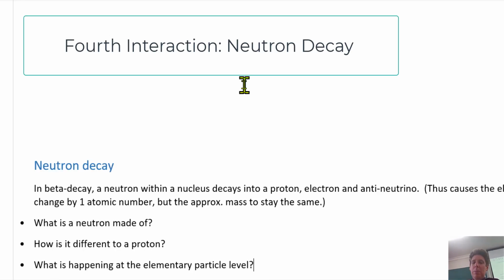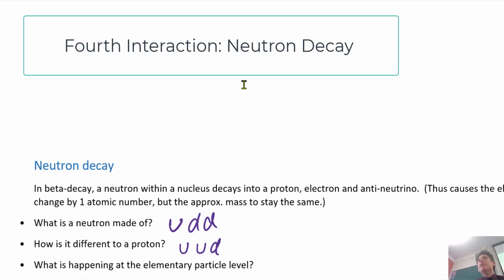Neutron decays into a proton, electron, and antineutrino. This is called beta decay. What is the neutron made of? Go. Correct. Which are? Up, down, down. How is that different to a proton? Proton is up, up, down.